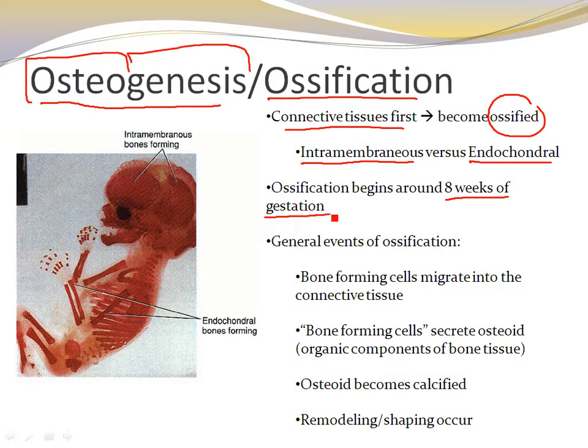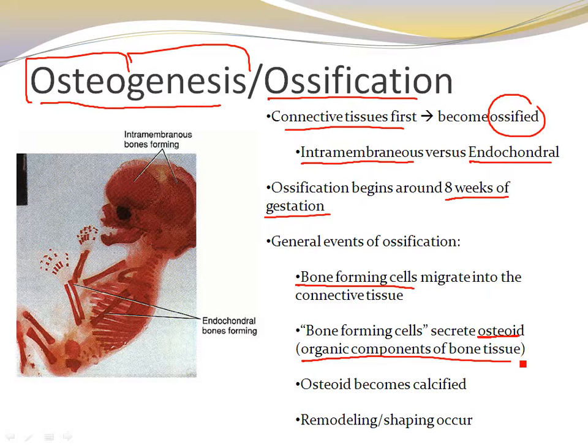How does this happen? There are some general events here that occur. You have cells. Whenever anything is made in the body, you've got a cell that's manufacturing it. So you do have bone-forming cells. Dr. Pradhan told you in the first lecture that those are called osteoblasts, and I'll remind you of that again in just a minute. They migrate into the connective tissue, and they make something called osteoid. Osteoid are the organic components of bone tissue. Organic here referring to those organic macromolecules, big molecules that you learned about back in Unit 1, things like proteins. So they make that first.